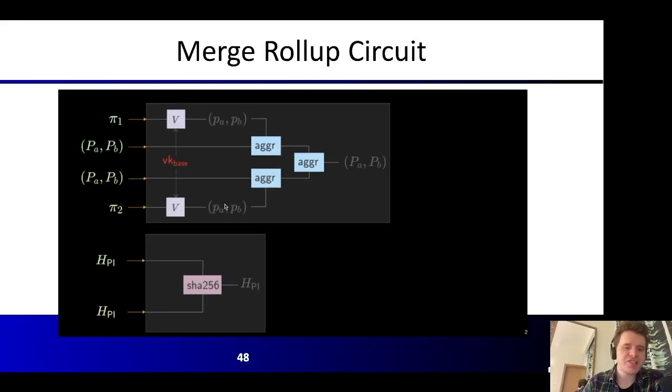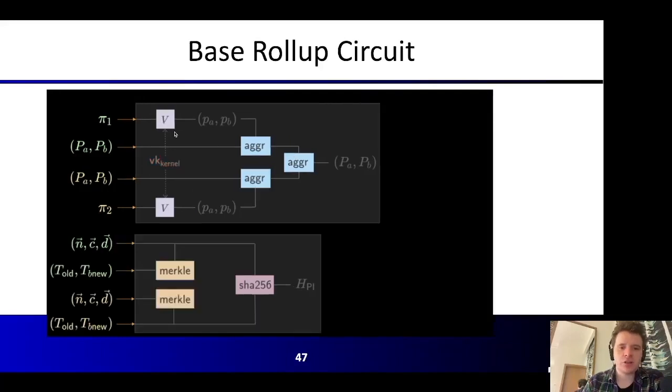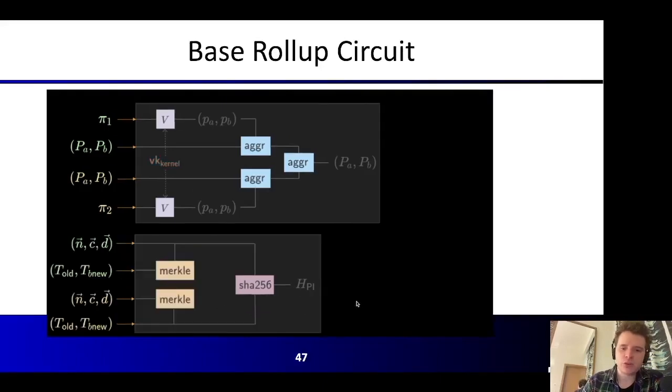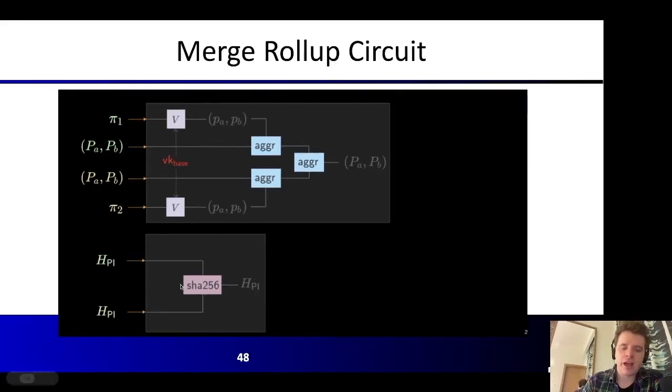The idea is then we have a merge circuit. So the merge roll-up circuit takes two base roll-up proofs and combines them again into a single proof. And similarly, it combines the public inputs into a single public input. The reason why we're doing this is because we don't want the number of public inputs to grow as we combine proofs, because if the number of public inputs is always one, then it allows us to use a circuit in a recursive fashion.